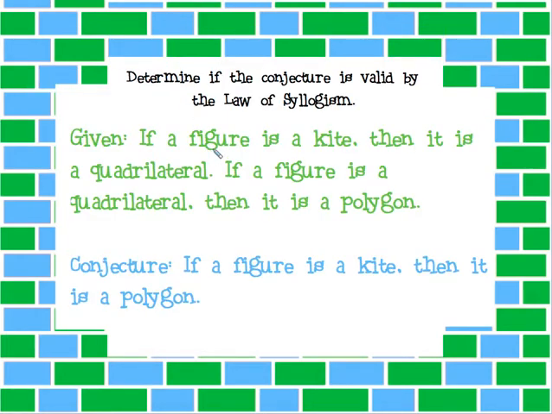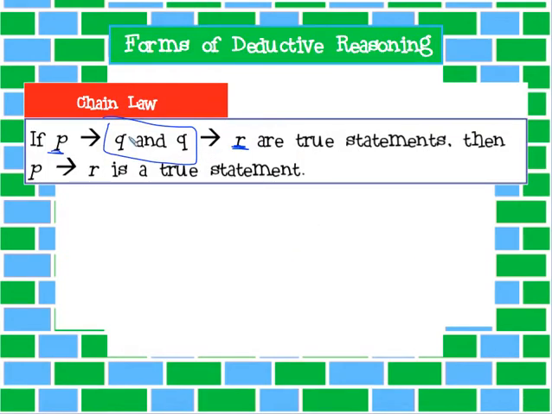So, if a figure is a kite, then it is a quadrilateral. If a figure is a quadrilateral, then it is a polygon. So that's a chain law. It has two statements. So this is P, it's a kite. It's a quadrilateral is Q. It's a quadrilateral still Q, and this is R. I'm just using those letters from this. So basically you just take out the middle part, and if the first thing happens, the last thing happens.